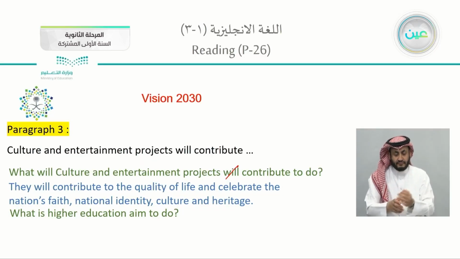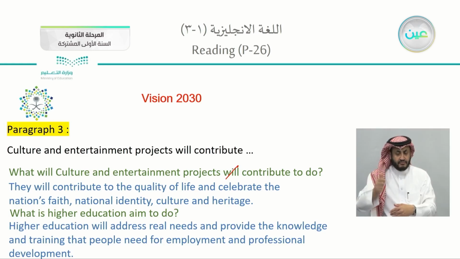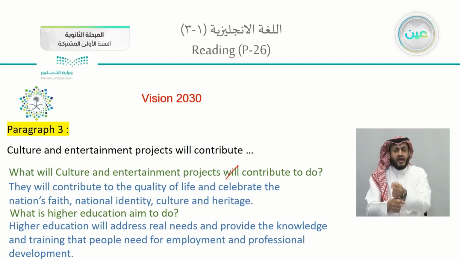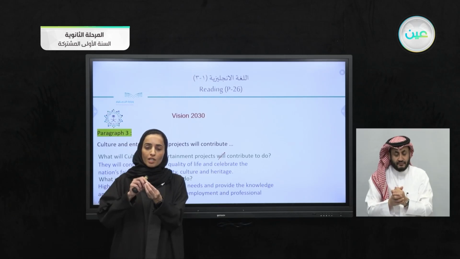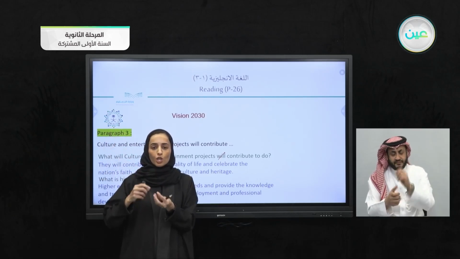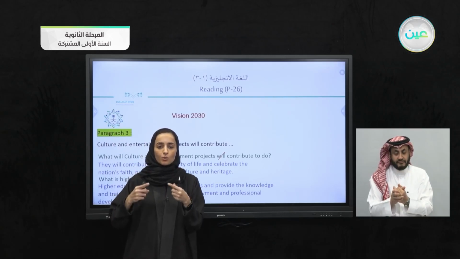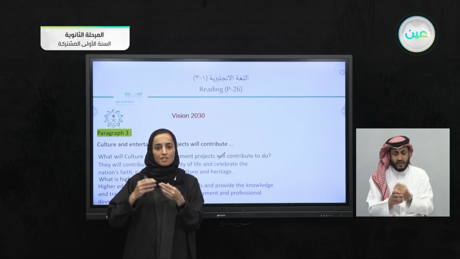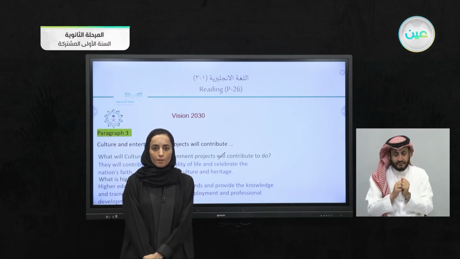How about higher education? What does higher education aim to do? What is the main aim for it? It's actually that higher education will address real needs, things that we need in the future, and provide the knowledge and training that people need for employment and professional development. So we're going to learn for the future, things that we need for the future. We will cultivate and raise your abilities for future employment.